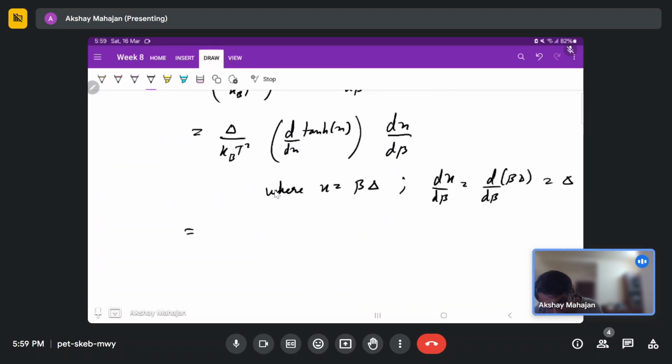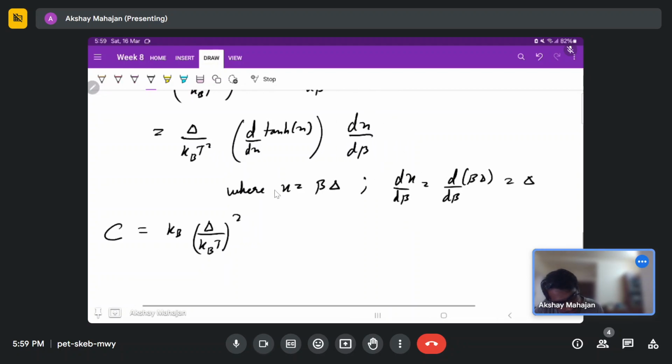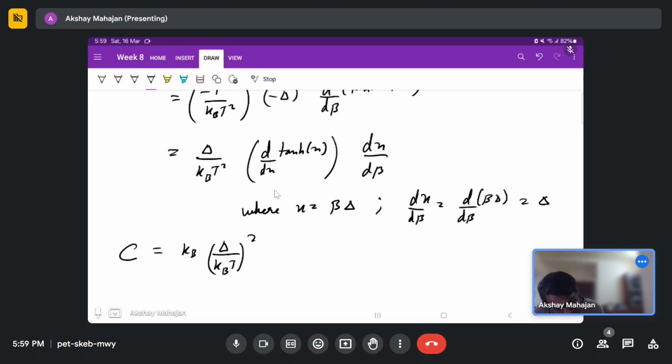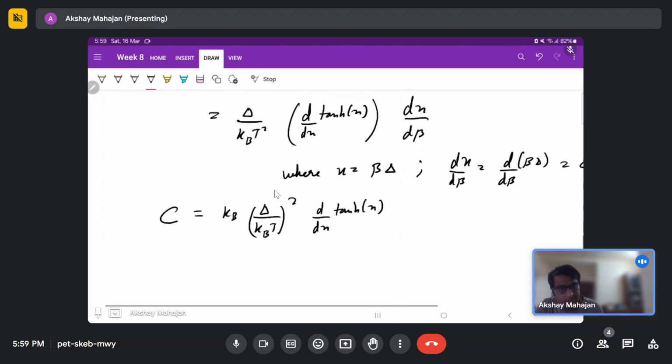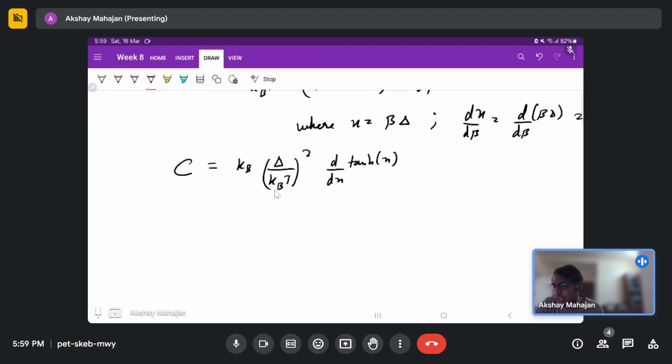So basically, what we have for the heat capacity, C is now coming as kB times delta by kBT whole square, times d by dx of tanh x, where x is equal to beta times delta. Now let's just do this differentiation of d by dx of tanh x.